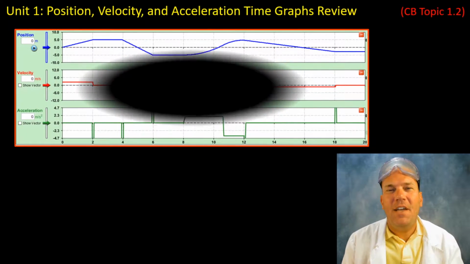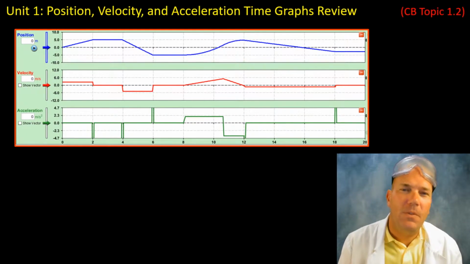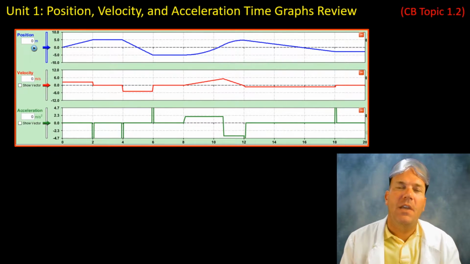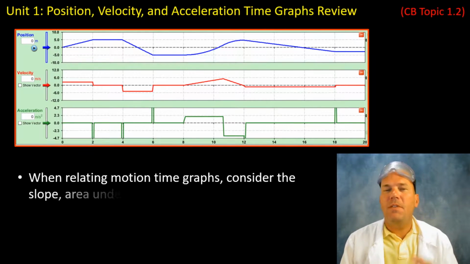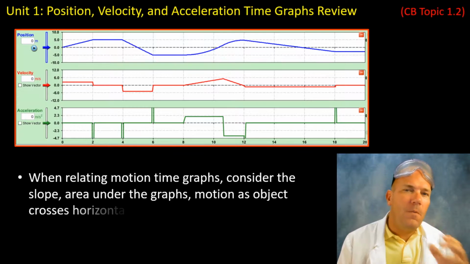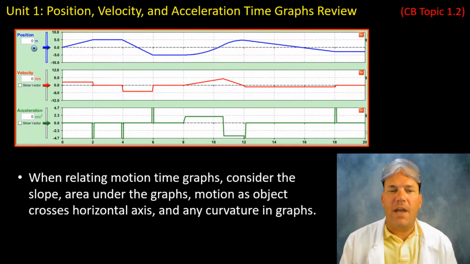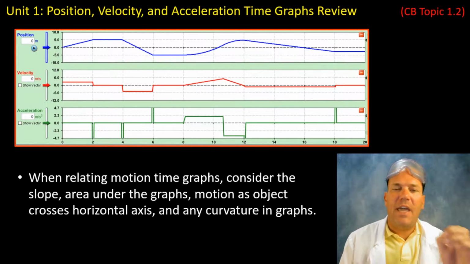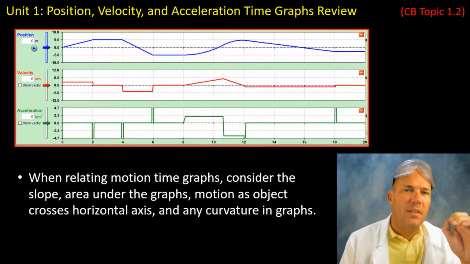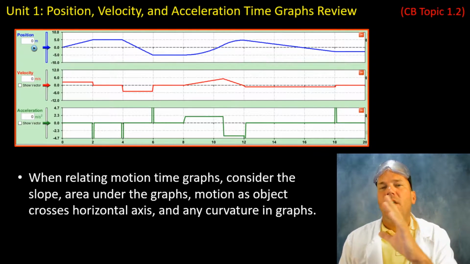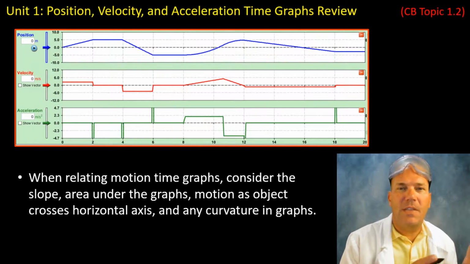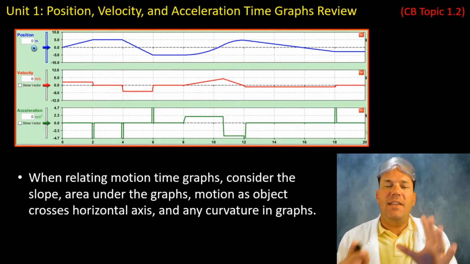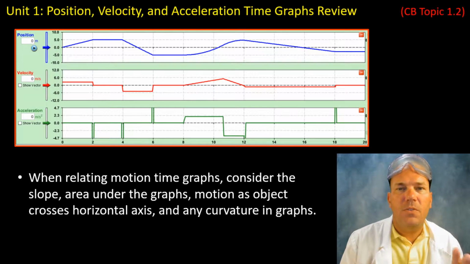In this video, I would like to review how to read motion time graphs. Recall, when we are reading and analyzing motion time graphs, I want you to consider four aspects of these graphs. I want you to look at the slope, the area under, significance if the motion crosses the horizontal time axis, and any curvature in those graphs.